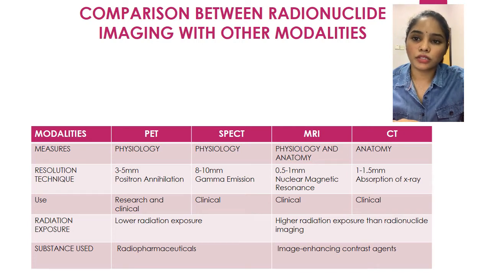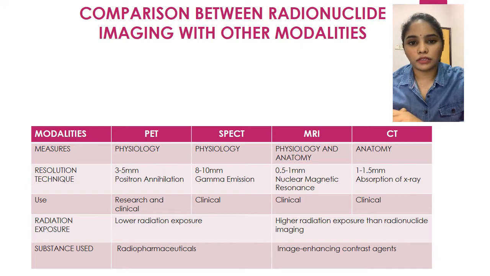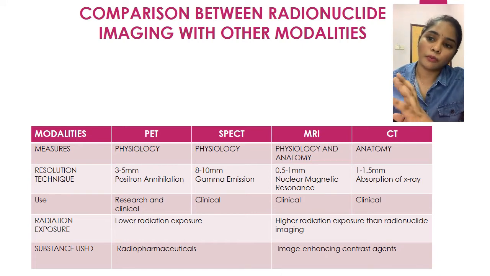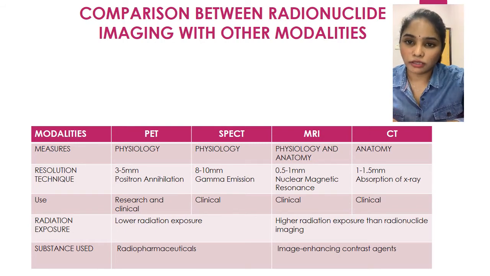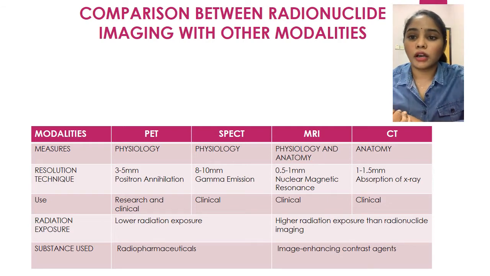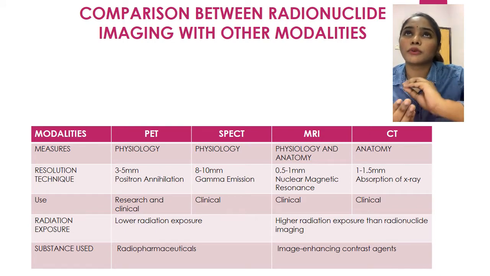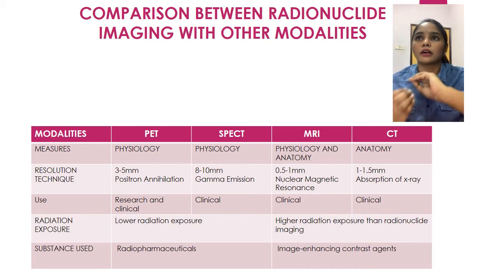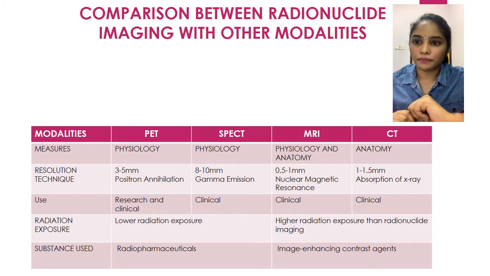The measure used in PET scan is physiology, and the same is true for the SPECT scan. MRI is used for physiology and anatomy, followed by CT, which is used for anatomy. The resolution for PET scan is 3.3 to 5 millimeters, and positron annihilation is used. Positron annihilation detects two events in opposite directions occurring simultaneously.